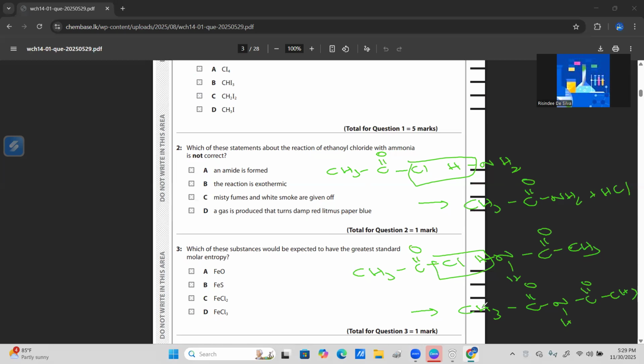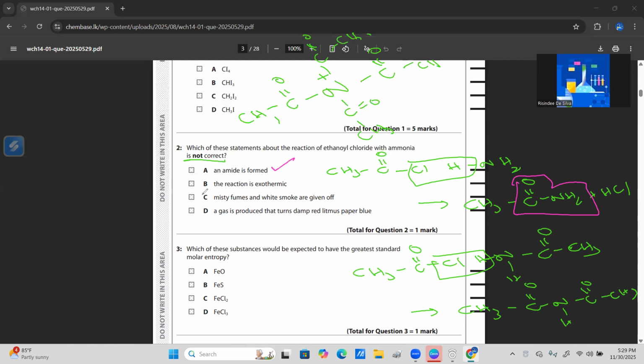Likewise, ethanoyl chloride can react with ammonia, and the reaction will continue until you get a quaternary amide, like this: COCH3, COCH3, COCH3 and COCH3. So we'll see which statement is not correct. An amide is formed. An amide group is when a carbonyl group is connected to an NH2 group.